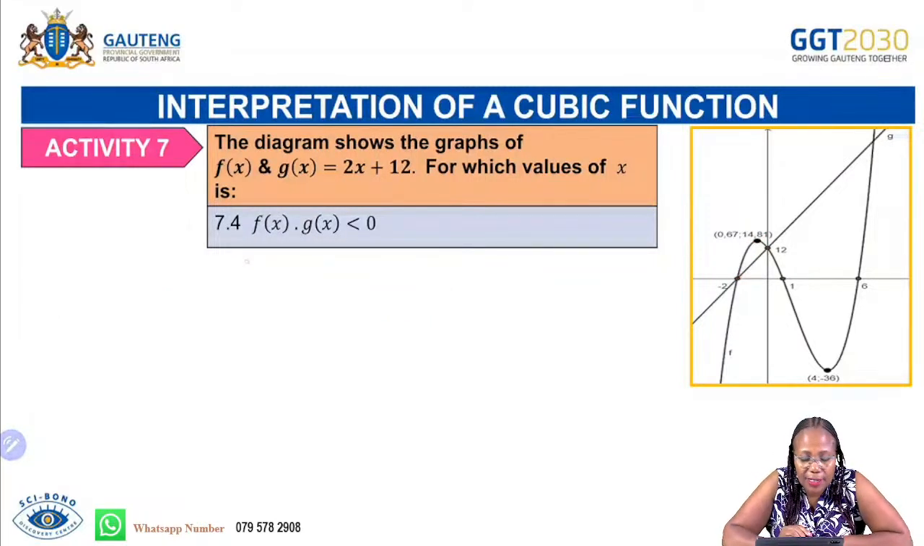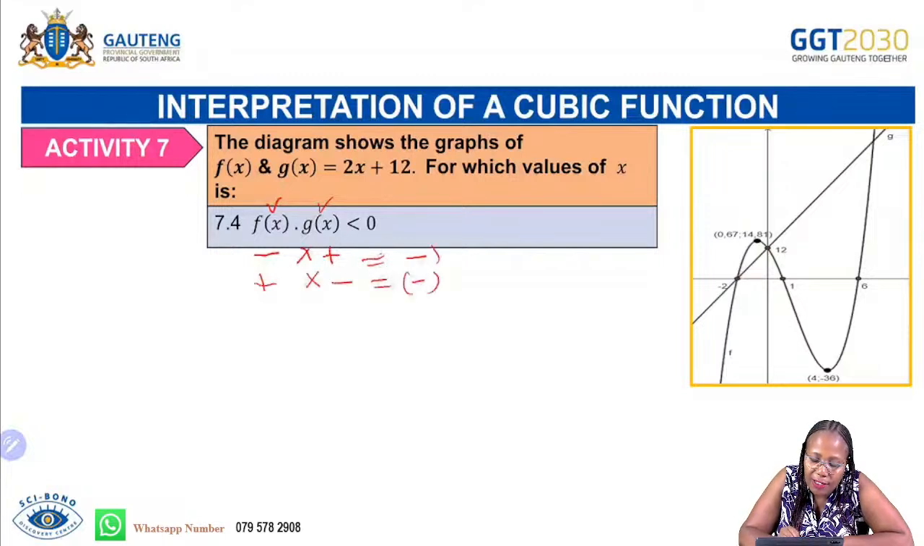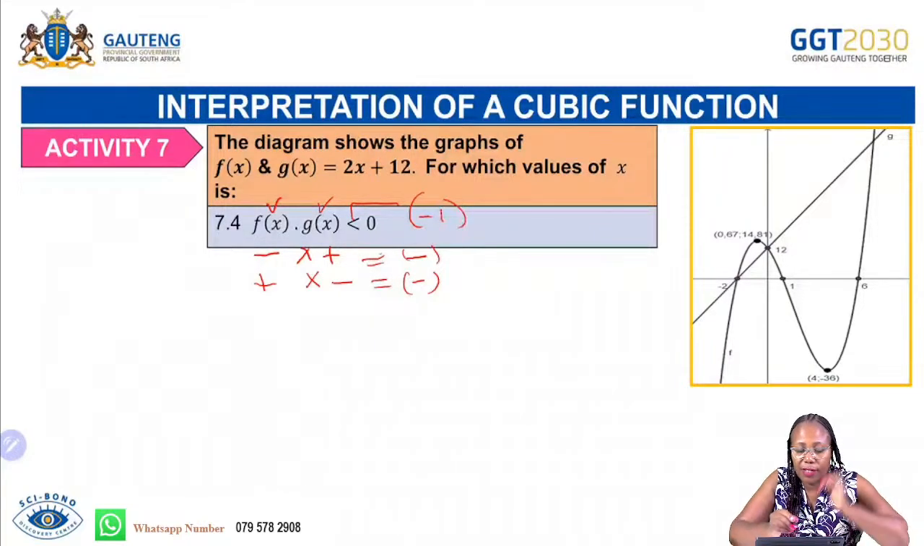Here the statement says f times g is less than 0. The product of this is negative. When can this be negative? When f is negative multiplied by positive g, then your product will be negative. Or when this is positive and the g negative, then it will give you a negative product that you are looking for here. We are looking for the negative solution, not one, just negative.